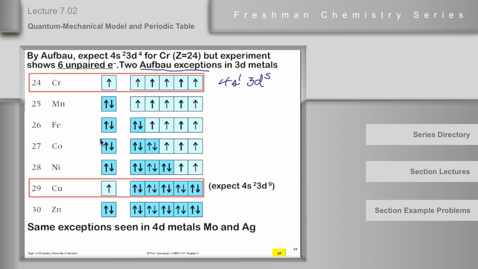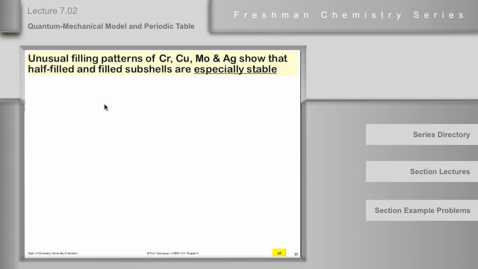Questions? The reason ultimately for these things is the extra stability of half-filled subshells and completely filled subshells. And the more orbitals there are in the subshell, the bigger a deal it is.